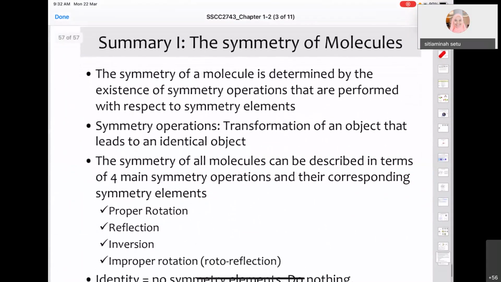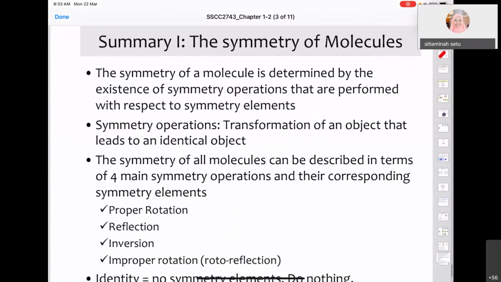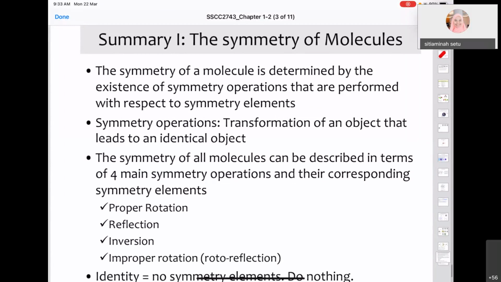So that's the end of the symmetry of the molecule. This is just the summary of this topic. The symmetry of a molecule is determined by the existence of symmetry operations that are performed with respect to the symmetry elements.